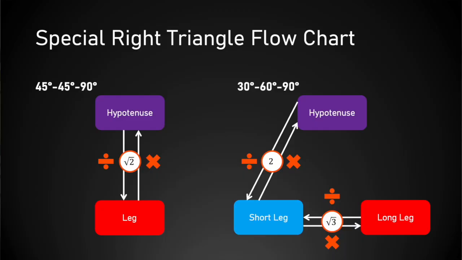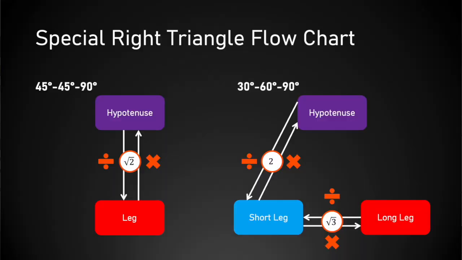Now honestly, you could stop the flowchart here because even though I haven't drawn a line connecting the hypotenuse to the long leg, there's still a path between them. You could get from the hypotenuse to the long leg by dividing by 2 and multiplying by the square root of 3. And you could get from the long leg to the hypotenuse by dividing by the square root of 3 and multiplying by 2.